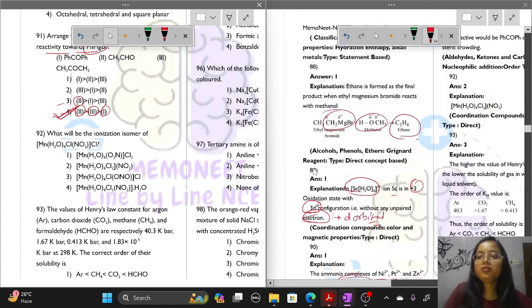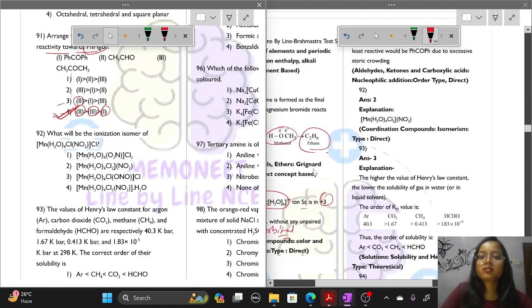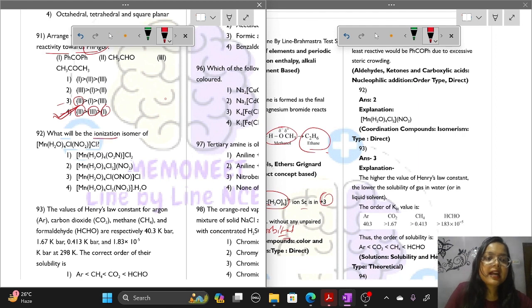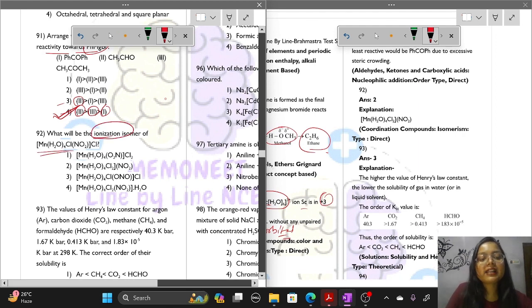Question number 92. What will be the ionization isomer of this compound? Ionization isomer means that the ligand which is present inside the coordination sphere and which is present outside the coordination sphere are interchanged. So if chlorine comes inside the coordination sphere, then it will be Cl2, and the nitro group will be outside. So option number 2 will be the correct option. See, chlorine has 2 and the nitro group is outside the coordination sphere.